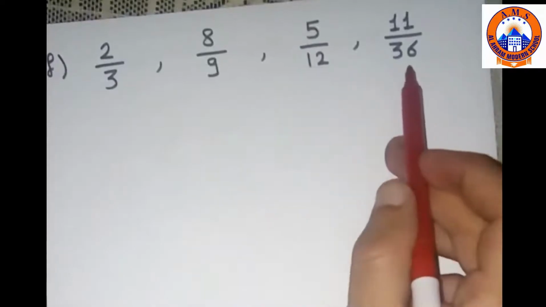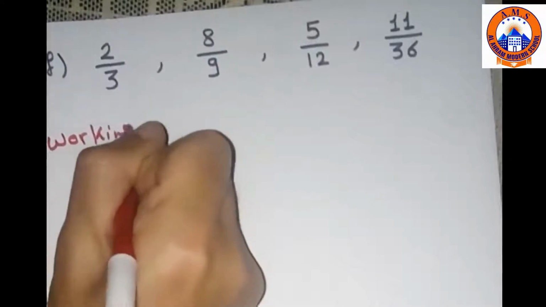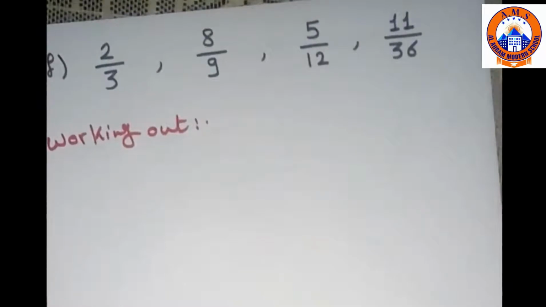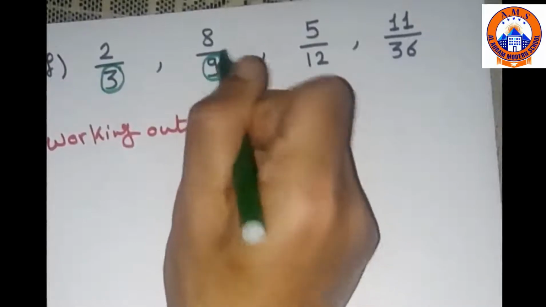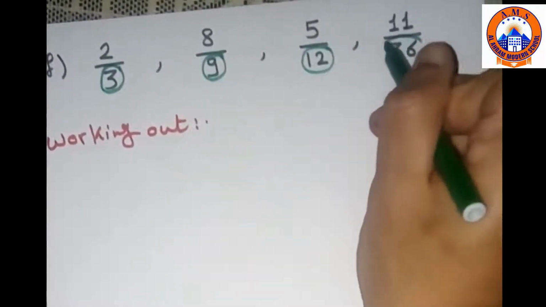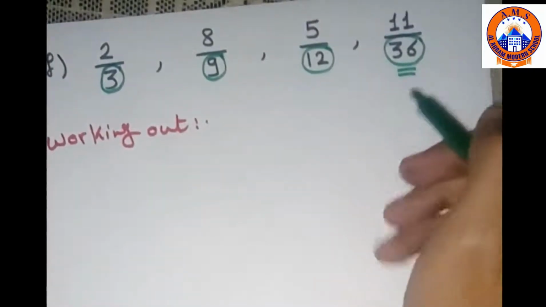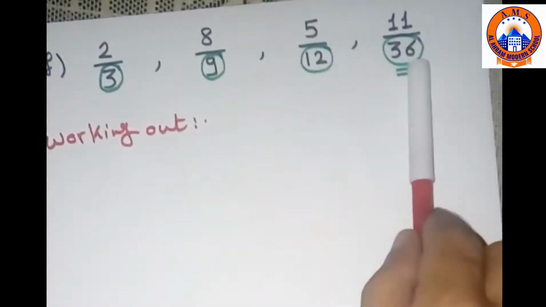These two questions are much more difficult than the previous one, so just concentrate with me. All the fractions do not have the same denominator, so we're gonna make a working out by making all these denominators the same. So the denominators that we have are 3, 9, 12, and 36. The biggest one is 36, so let's ask, can the smaller denominators here be 36?